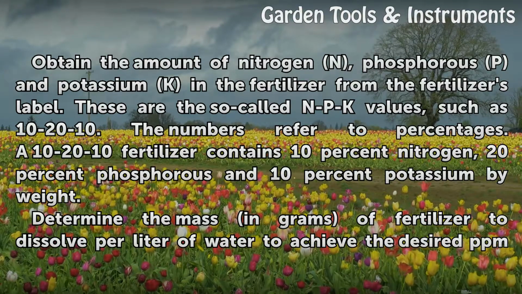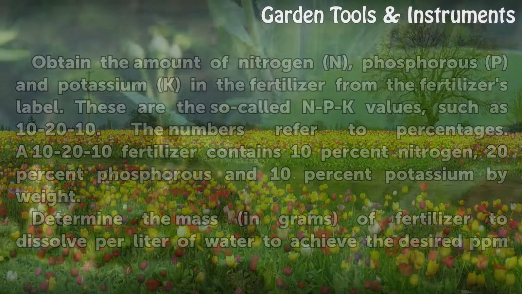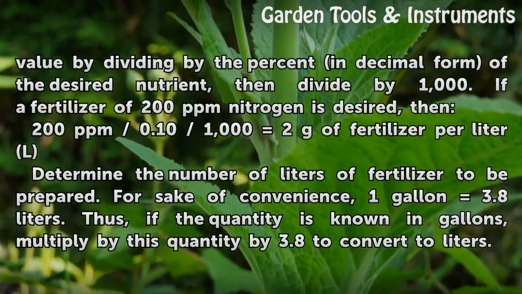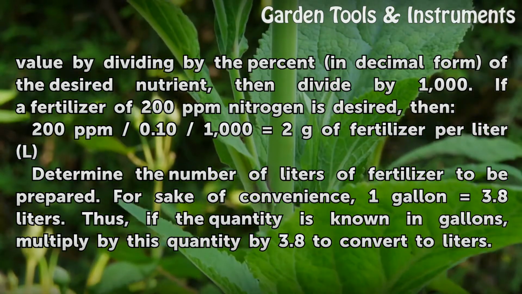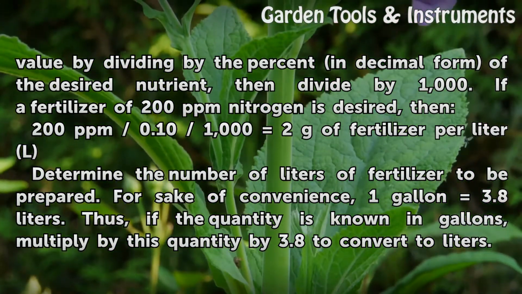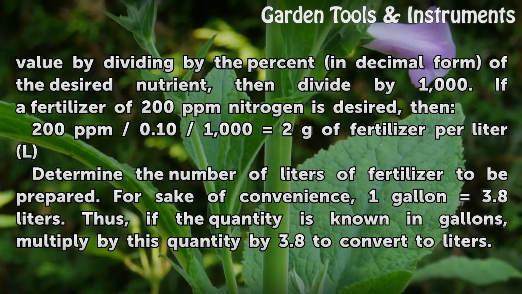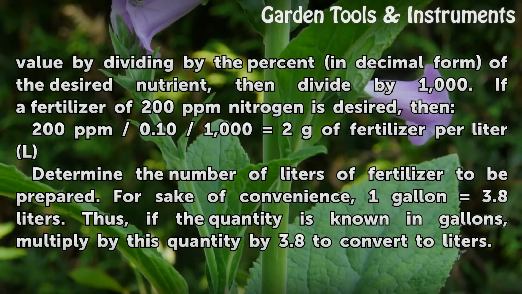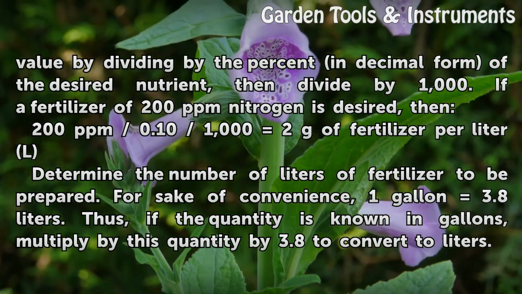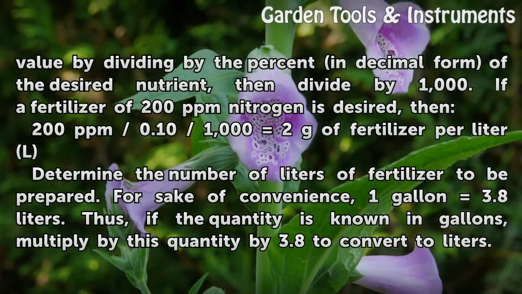Determine the mass in grams of fertilizer to dissolve per liter of water to achieve the desired ppm value by dividing by the percent in decimal form of the desired nutrient, then divide by 1000. If a fertilizer of 200 parts per million nitrogen is desired, then 200 parts per million / 0.10 / 1000 equals 2 grams of fertilizer per liter (L).